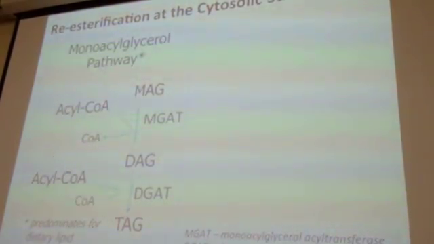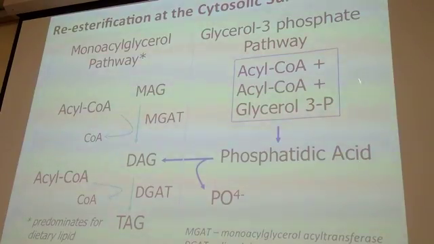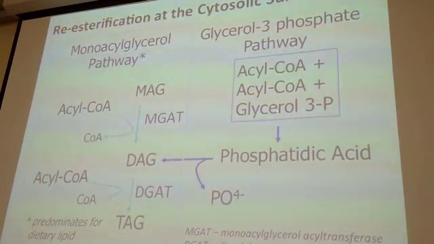Right? The other pathway, this isn't as prevalent in enterocytes because these have a ton of MAG, but you can also make triacylglycerol from glycerol 3-phosphate, and this pathway is more active in places like adipose tissue. You'll have a series of enzymes that mediate the attachment of these acyl chains to glycerol 3-phosphate, eventually coming to DAG, which can be esterified to TAG by DGAT. Okay.